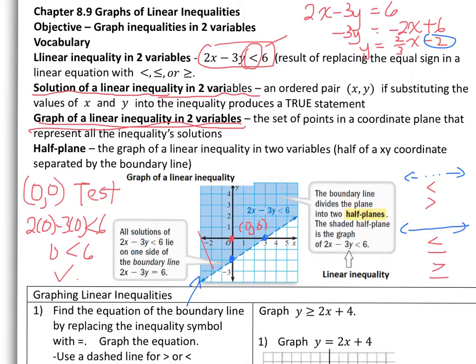So I will have to shade all the solutions to the left of the dotted line. And we again call this the graph of the linear inequality in two variables, which is a set of points in a coordinate plane that represent all the inequality's solutions. And again, we refer to this as the half plane. And we use the 0, 0 test to determine if we should color the left side or the right side.